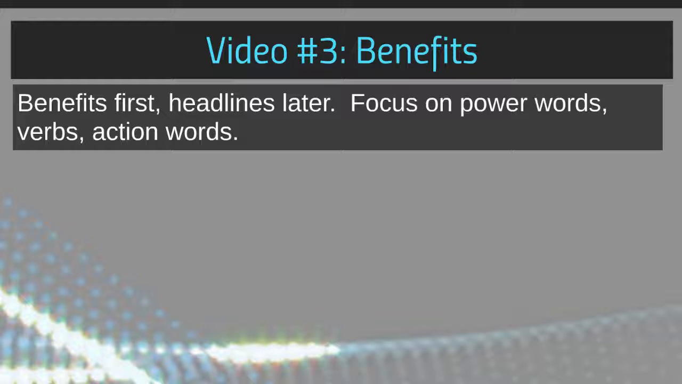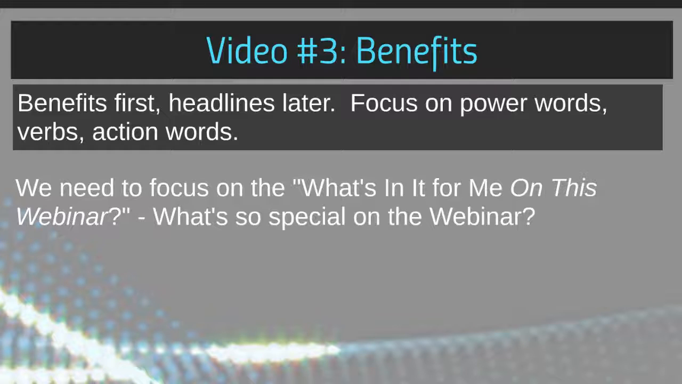And I really want you to focus on things like power words or verbs or action words. If you can include more of these within your bullet points and inside of your headlines, along with your benefits, then you will essentially create a pretty powerful headline and pretty powerful bullet points. Because if you really think about it, and going back to the mindset we talked about earlier, we need to focus on what's in it for me on this webinar. So obviously me is going to be your prospect. So what's in it for your prospect on this webinar?